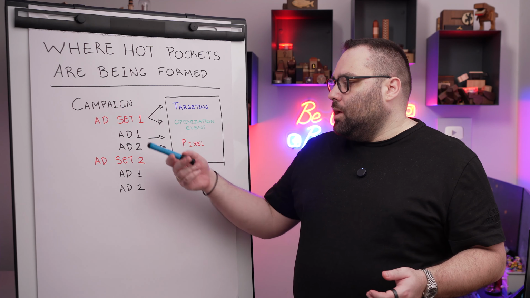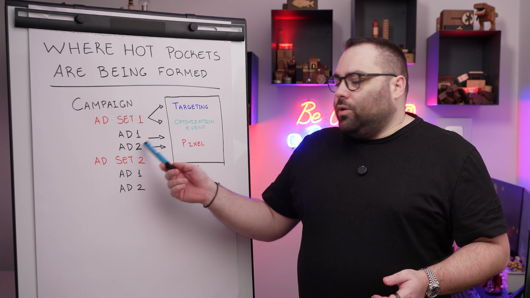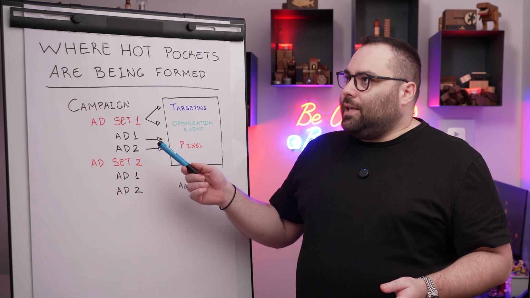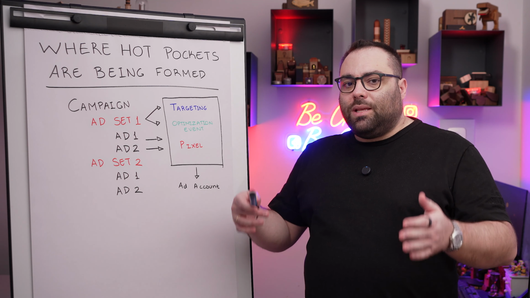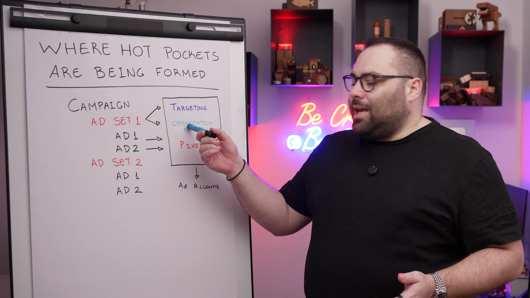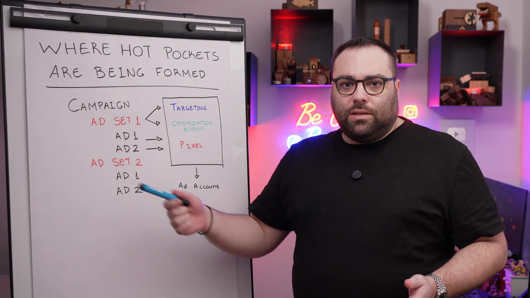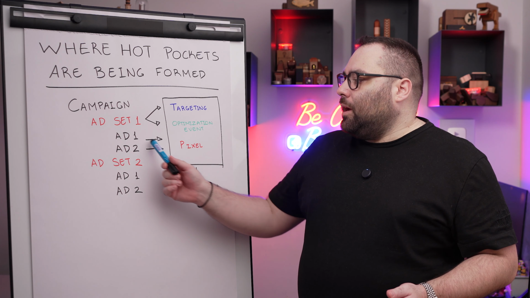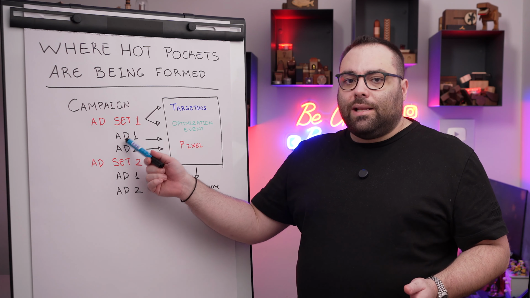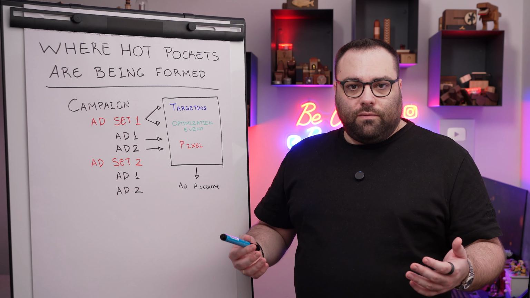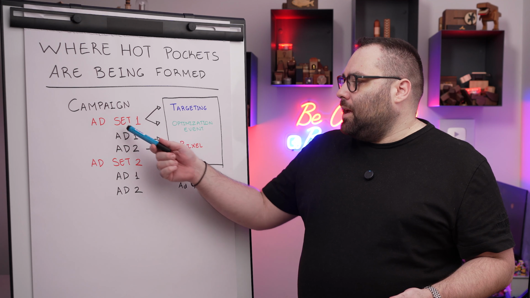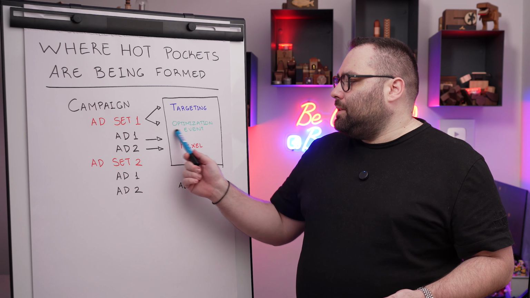The pixel though is picked here. We don't have to do it because it's there by default. But here's the optimization event. Yes, we are picking the pixel, but we pick it to say that we want to optimize for purchases from this pixel. Okay, this is what we are doing. So the hot pockets are being formed on the ad level, based on our creative also, but they are then targeted to the ad set for the optimization.